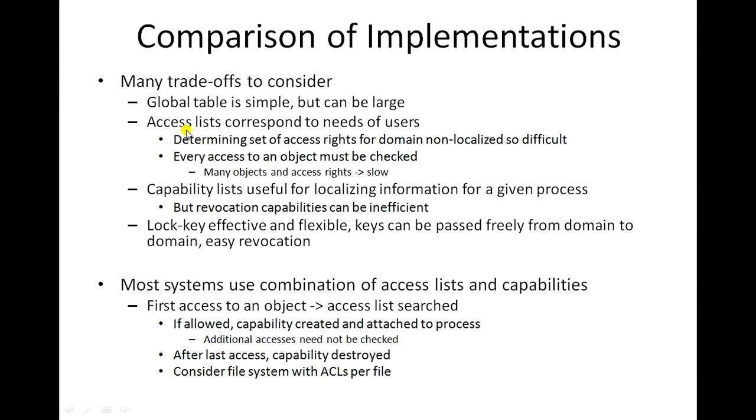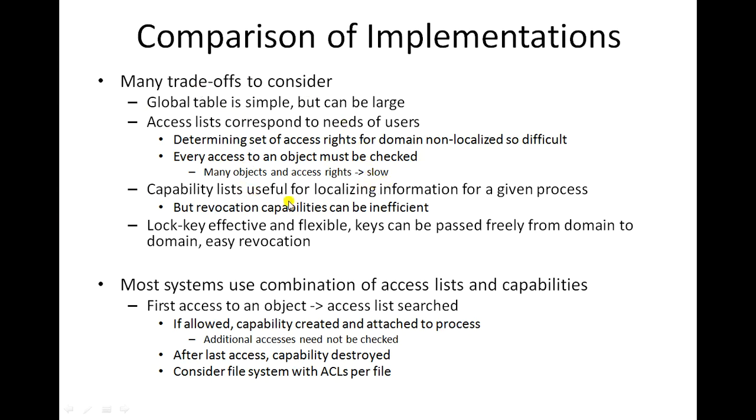If you take the access list, it basically corresponds to the needs of users. Determining the set of access rights for a domain that is non-localized is difficult. Every access to an object must be checked. So if there are many objects with many access rights, then the searching will be very slow in the case of access list implementation.